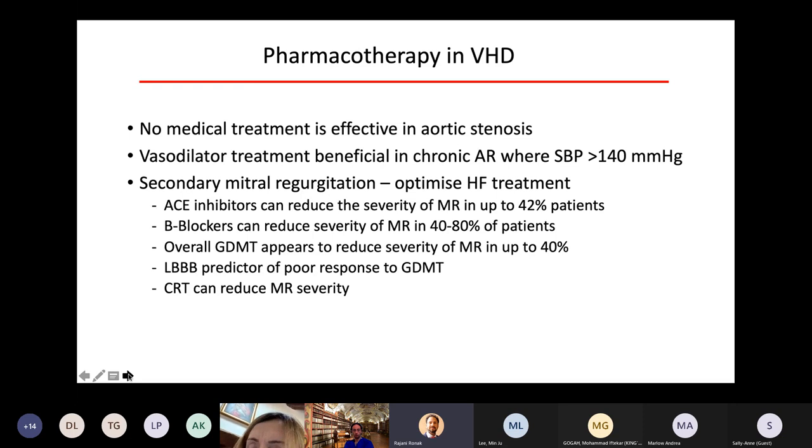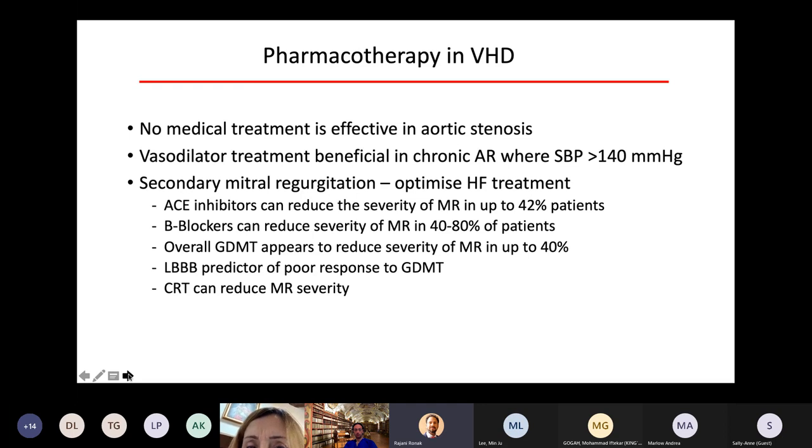Now, for secondary mitral valve regurgitation, this is an area where pharmacotherapy can make a significant impact. We know that ACE inhibitors can reduce the severity of mitral valve regurgitation in up to 42% of patients. Beta blockers, similarly, can reduce the severity of mitral valve regurgitation. And overall, goal-directed medical therapy for patients with heart failure and mitral valve regurgitation appears to reduce the severity of mitral valve regurgitation in up to about 40% of patients.